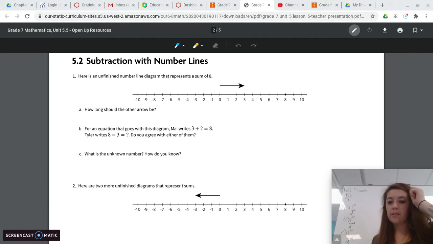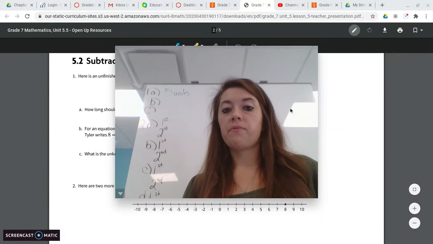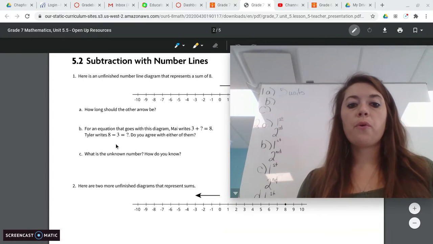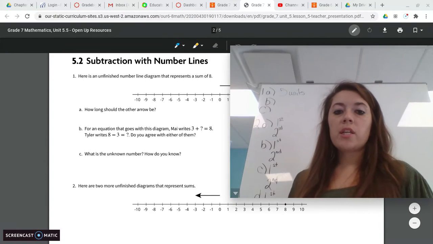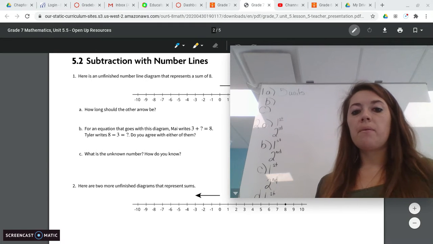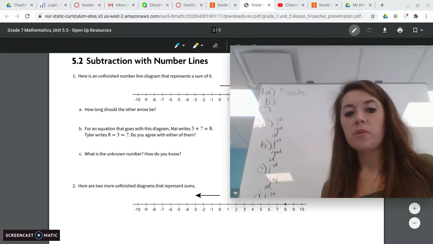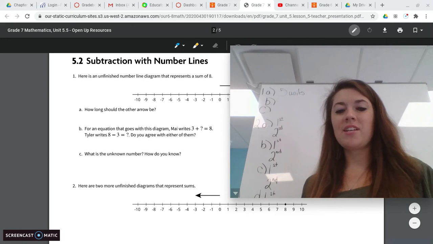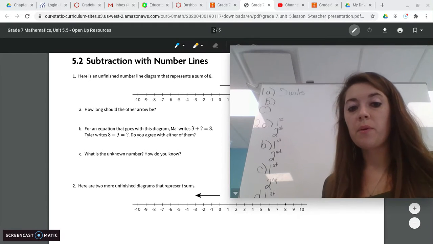So 5 units. Hopefully you guys can see that. 5 units is how long it should be. So for B, for an equation that goes with this diagram, Mai writes 3 plus question mark equals 8. Tyler writes 8 minus 3 equals question mark. Do you agree with either of them?